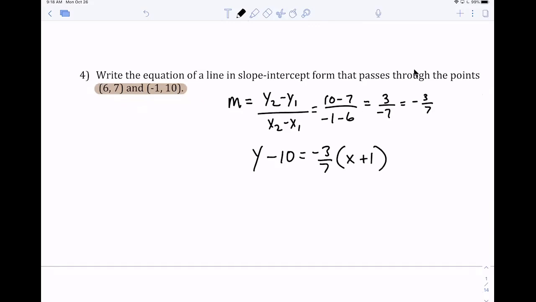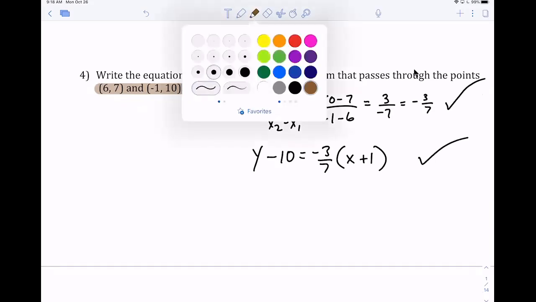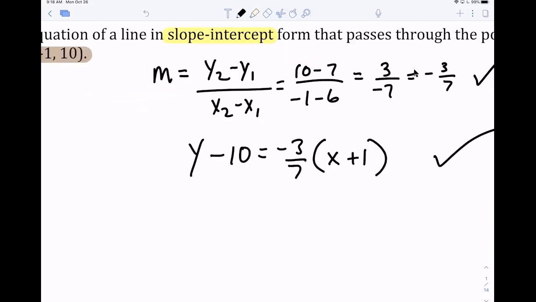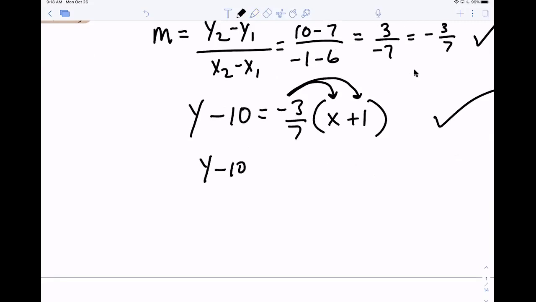Beautiful. That is excellent right there. And now we just have to realize that we're not in slope-intercept form. Agreed? So now we're going to do that. Distribute the -3/7. And what do I get? y minus 10 equals -3/7 times (x minus 5).